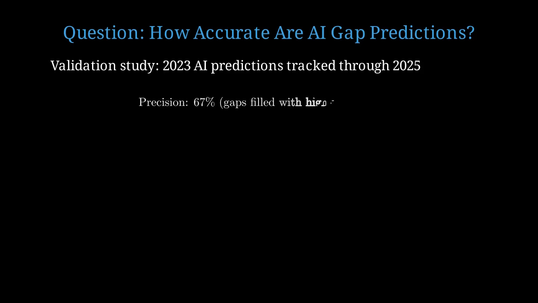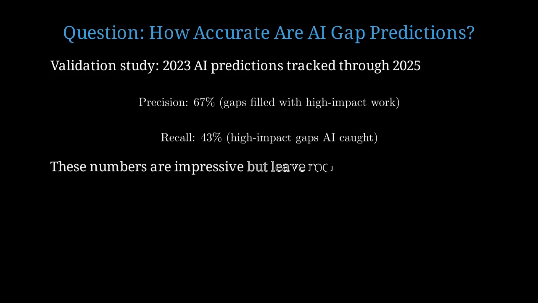The precision was 67%, meaning 67% of AI identified gaps that got researched produced high-impact work. The recall was 43%, meaning the AI caught 43% of the gaps that later proved to be high-impact research directions. These numbers are quite impressive for such a complex task, but they also show there's still room for improvement, which is driving current research. Let's be scientifically rigorous and discuss the current limitations and challenges of AI-driven gap analysis.